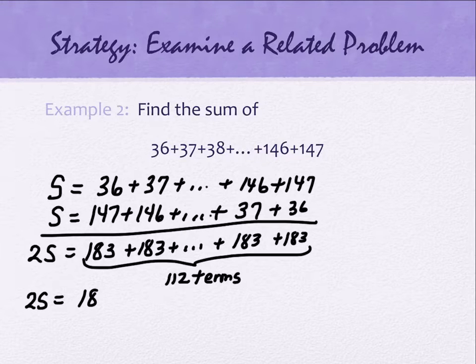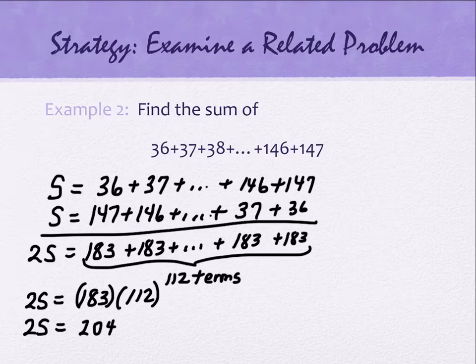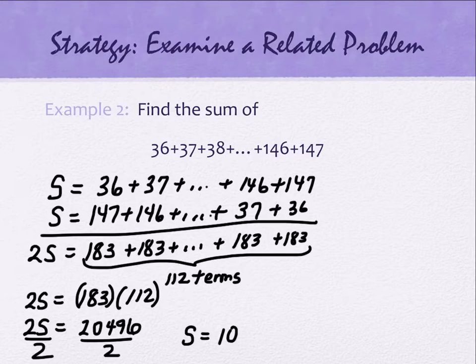So we're going to take the 183, which is the sum of each individual pair, times 112, because there are 112 terms, and we'll multiply them. So what is 183 times 112? 20,496. And then what's the last thing we would need to do? Right, and where did that 2 come from again? It's adding it to itself, right? We doubled our sum when we added the numbers back to themselves. So this ends up being 10,248.